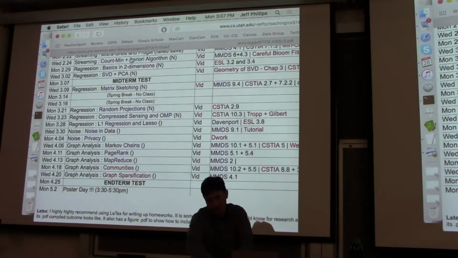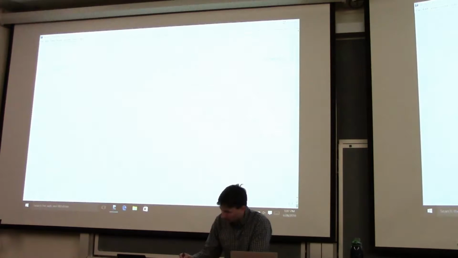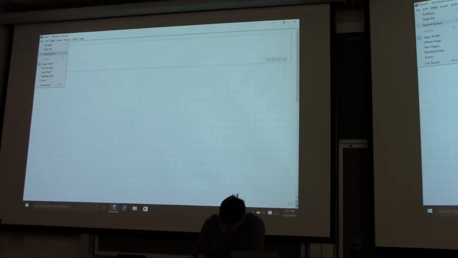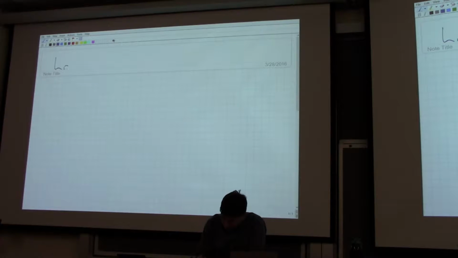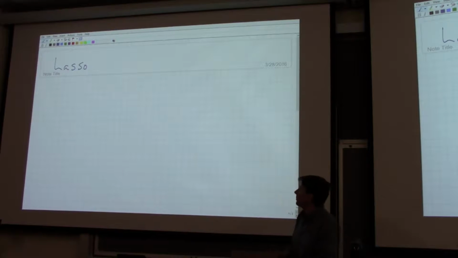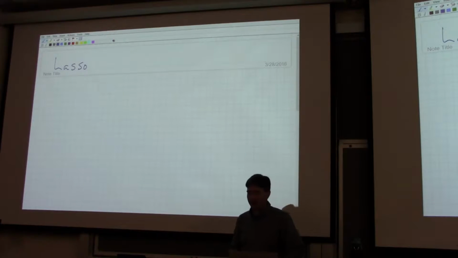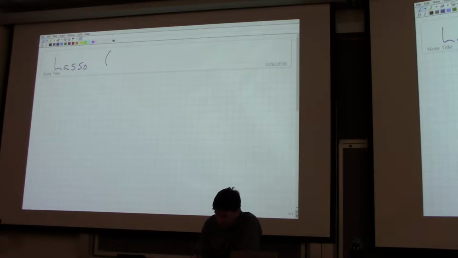Okay. Good. So today is kind of our last lecture on regression. We're going to be talking mainly about a technique called lasso, which is basically an L1 regularized regression.